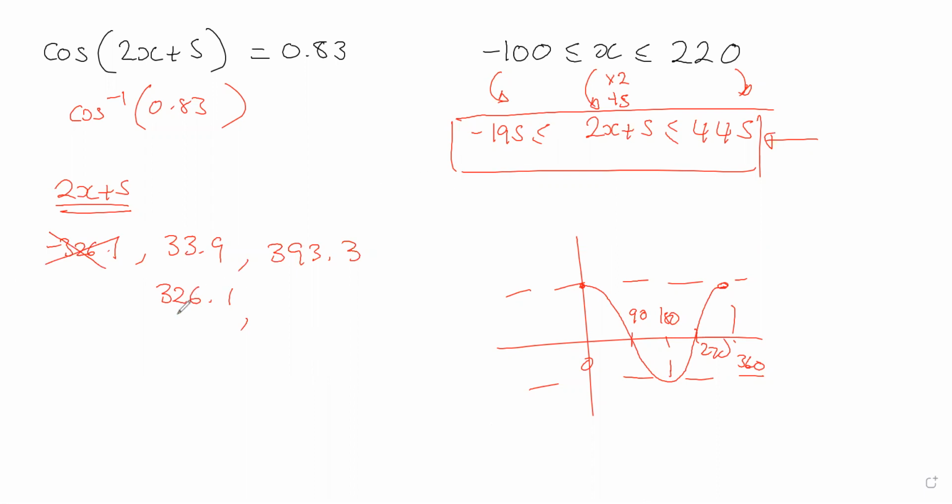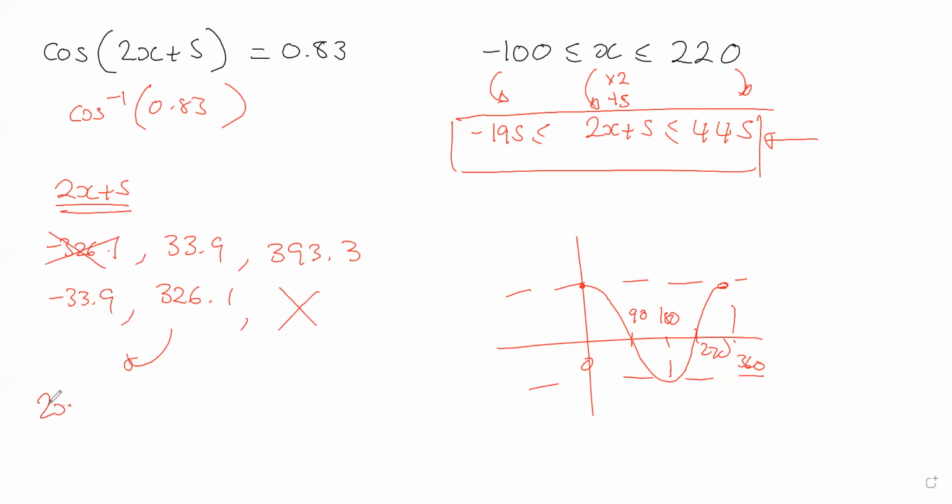Let's do the same for 326.1. Well, look, I can almost see immediately if I add 360 to that, that's going to go too far. So I'll take away 360. Yeah, so that gives me -33.9. And now if I take away 360, I'm going to be out of range.